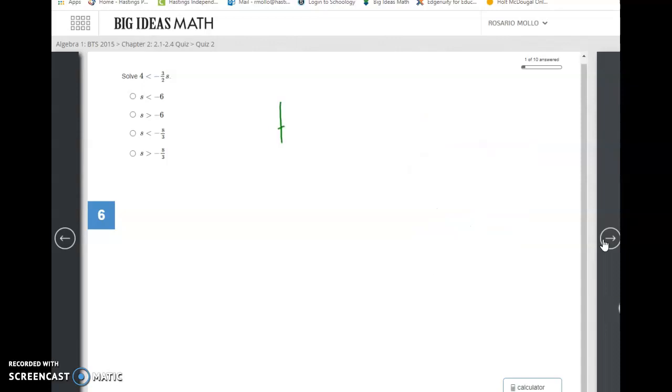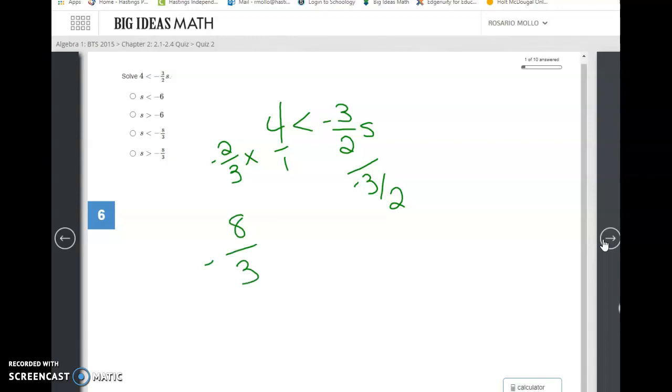So I got 4 is less than negative 3 over 2 s. I'm going to end up dividing by negative 3 over 2, which, if you remember, is the same as multiplying by the reciprocal, so 2 over 3. If I do that, I get 2 times 4 is 8, 3 times 1 is 3. And since I multiplied by a negative 2/3, or divided by a negative 3 over 2, however you want to say it, my sign gets flipped from a less than sign to a greater than sign.